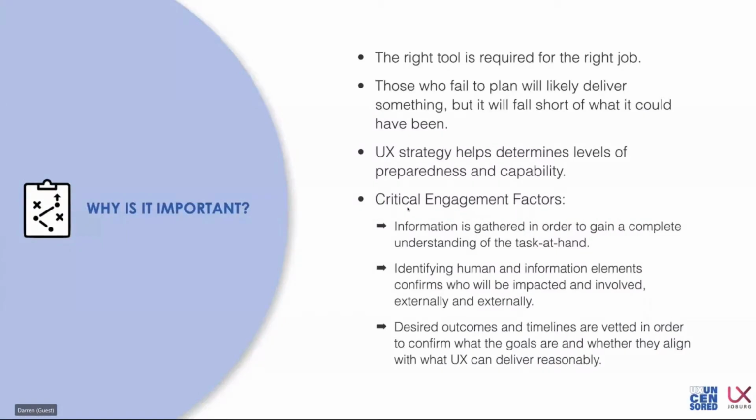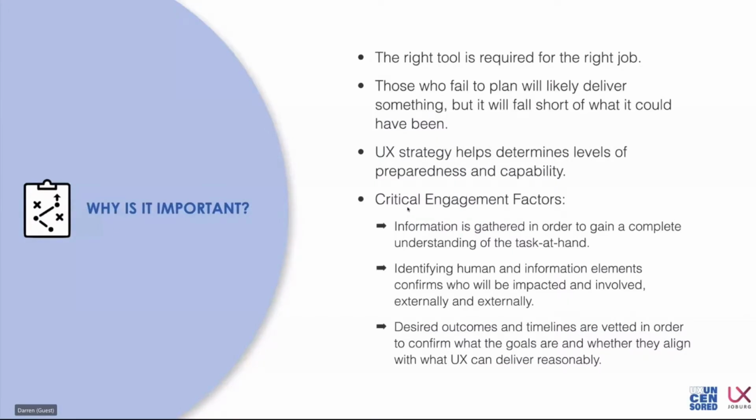UX strategy also helps you to determine your levels of preparedness and capability. Again, this is a part of UX strategy that goes beyond the stereotypical norms and the assumptions about what UX strategy is, because if you decide what needs to be done on a particular project and your team doesn't have the skill sets associated with it, then you have to plan accordingly so that you can have somebody on board to execute that part of your plan. So it's not just getting the work done, but how you're going to get the work done and whether or not you're prepared to do the work the right way.